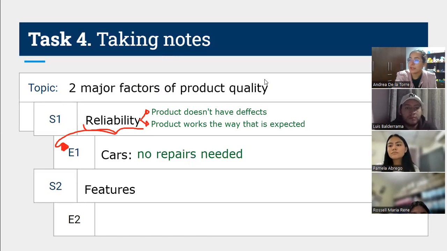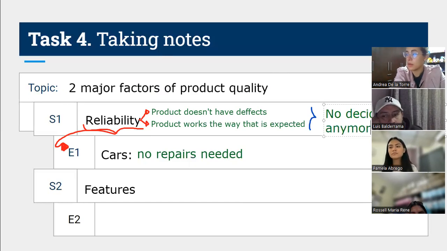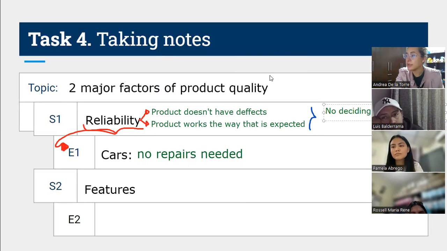Another thing the professor says that may not be too important is that reliability is not the deciding factor anymore, right? So reliability is important, but it's not the major factor, the deciding factor anymore. It used to be, but it's not anymore. And if it's not, then the deciding factor now is features. So what is features? What can you guys tell me?